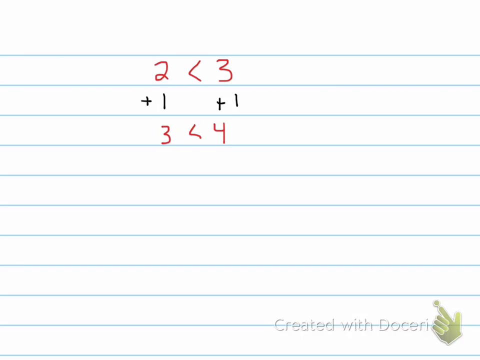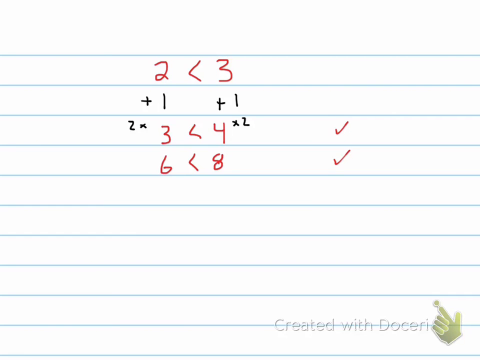So I'm going to multiply. So I'll get 6 is less than 8. Alright, good, that works. Check. I could be checking this. So check, check. Alright, now let's try something else.